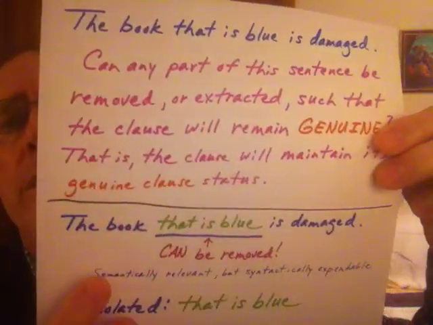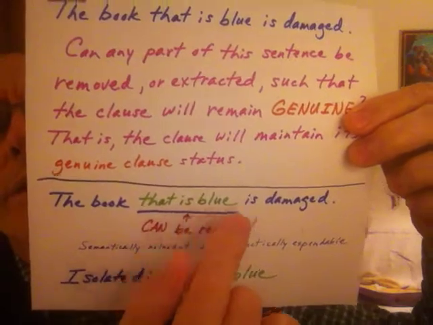Now, to do the word that at the isolated level or perspective, we take our sentence, the book that is blue is damaged. Now, we ask, can any part of this sentence be removed or extracted such that the clause will remain genuine? That is, the clause will maintain its genuine clause status. Like I said, in traditional grammar, they would say independent or main. So here we go. We looked at it for a long time. The book that is blue is damaged.